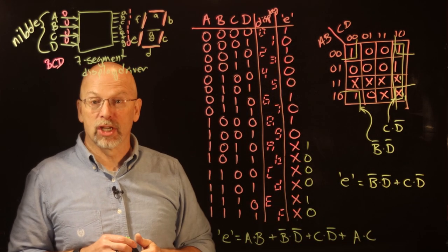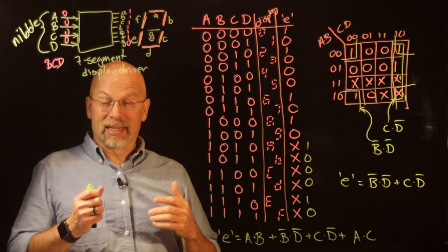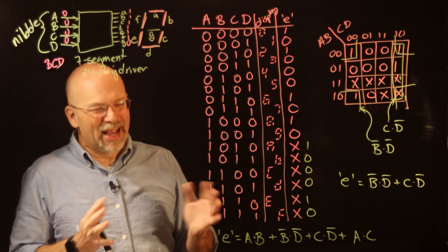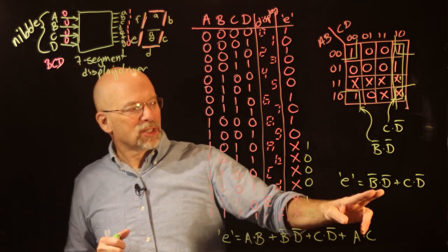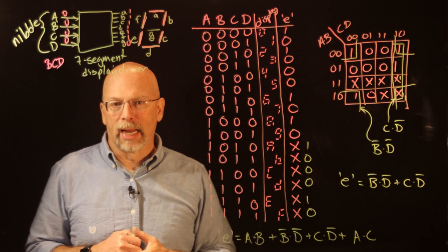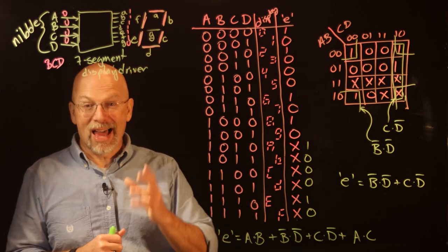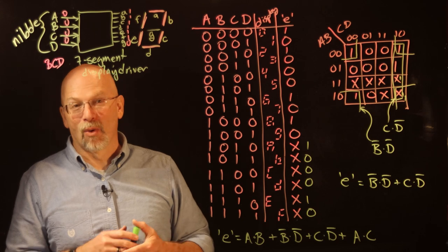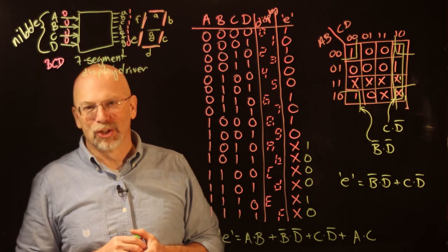Did we make it simpler? Yeah. Did we make it cheaper? Yeah. Did we make it so it uses less energy? Yeah. Did we make it a little faster? Well, it didn't get any faster because we still have to go through a 2-input AND gate before going to an OR gate. But it's still a lot cheaper and smaller, runs cooler, and hey, we can pack more of them into a single chip.